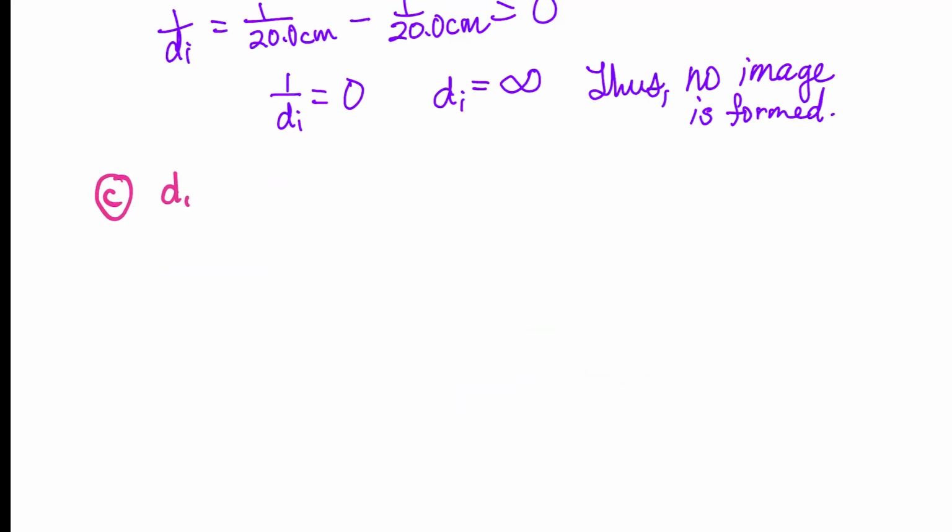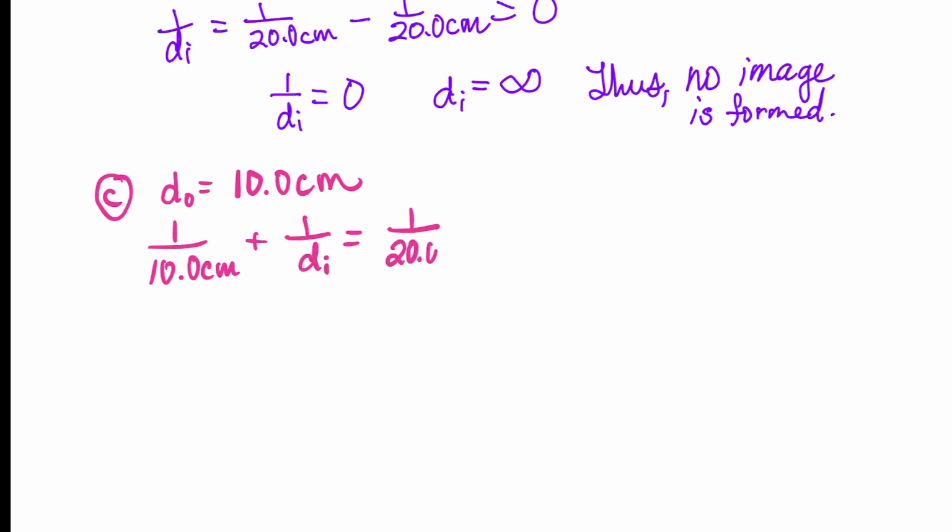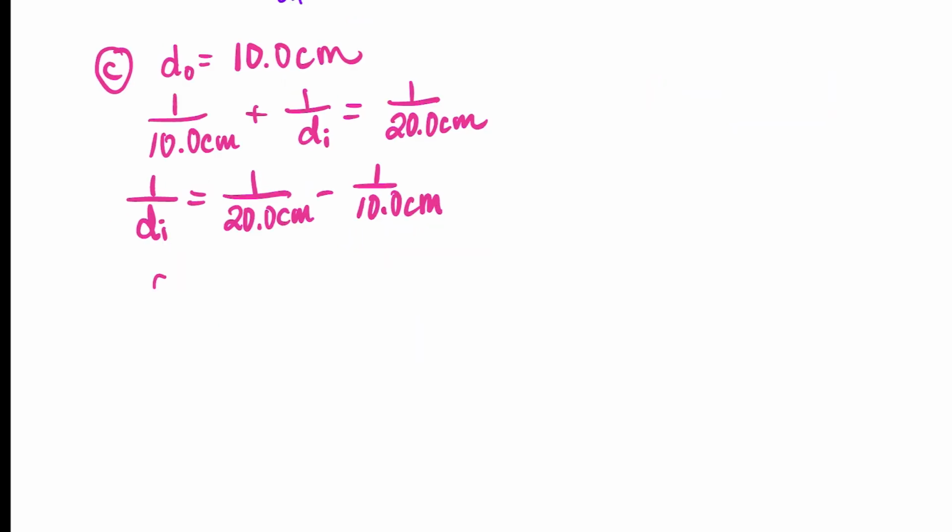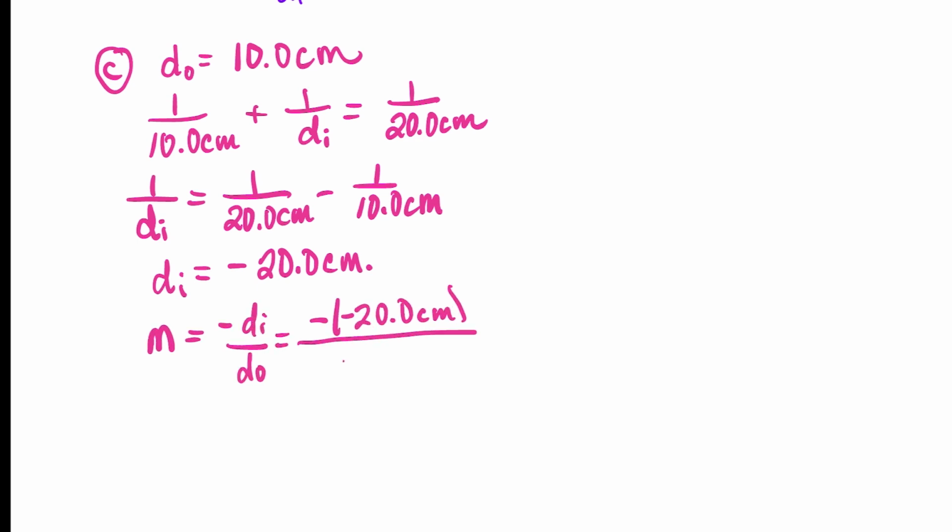Okay, part C. Now we have our object very close to the mirror. And if you think back to what we learned in the previous video, we conceptually should know what to expect in terms of our image when our object is very close to a concave mirror. All right, for this one, I find an image distance of negative 20 centimeters. So that negative means that it is behind the mirror and virtual. Let's go ahead and calculate the magnification next.